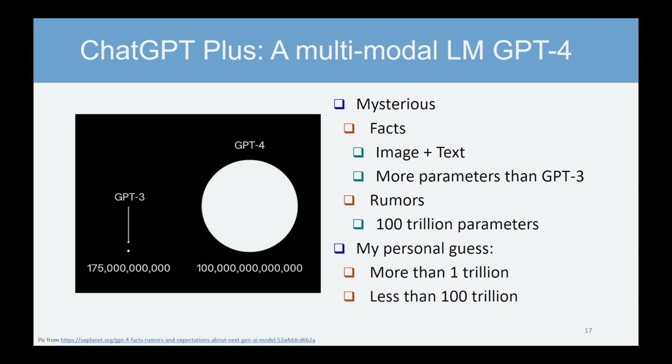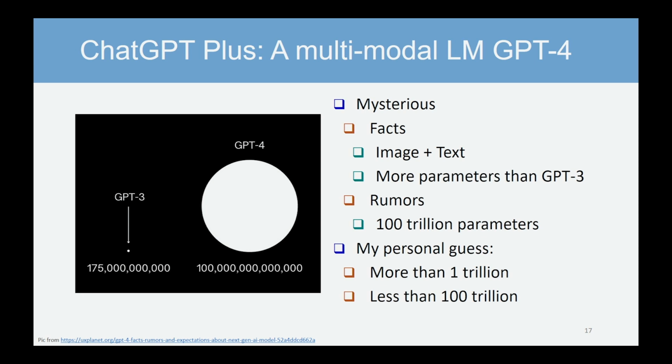But the fact is, GPT-4 is trained at least on image and text. So it's multimodal, with at least two modalities here. And it has more parameters than GPT-3. These two are for sure. And there's a rumor, and I copied this picture from the rumor source, saying GPT-4 has 1 trillion parameters. So this is a huge number.